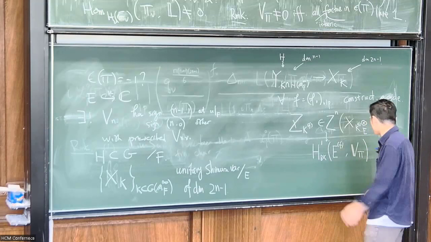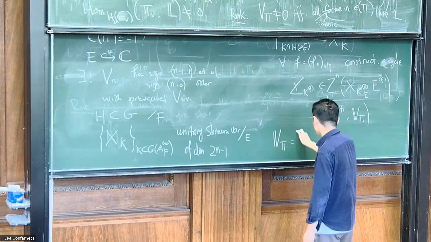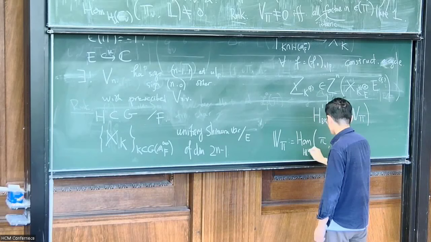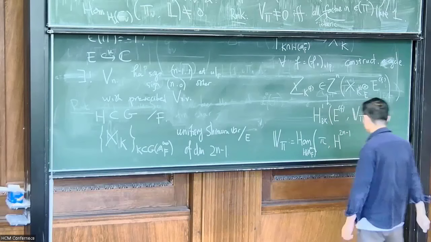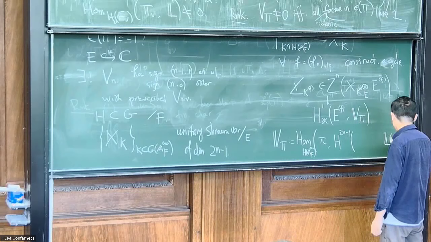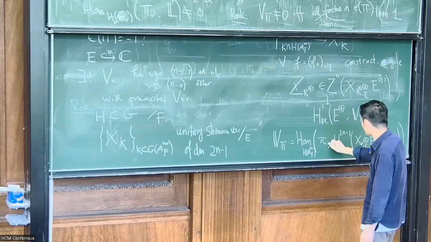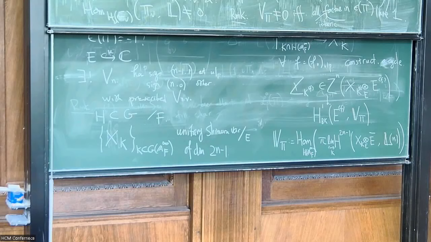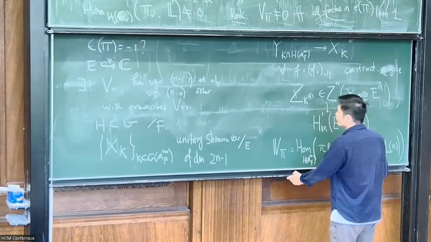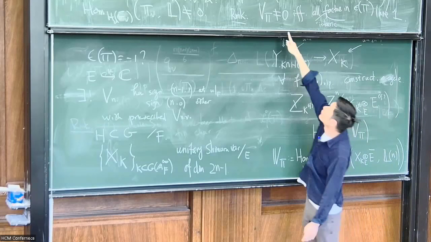Okay, so what is this V pi? This V pi is Hom_pi of the middle cohomology H^{2n-1} of X_K base changed to E bar, with Q_l coefficients, and you take the limit. Okay, this is V pi. Okay, this boldface V pi is an analog of this V pi in the epsilon factor plus one case.